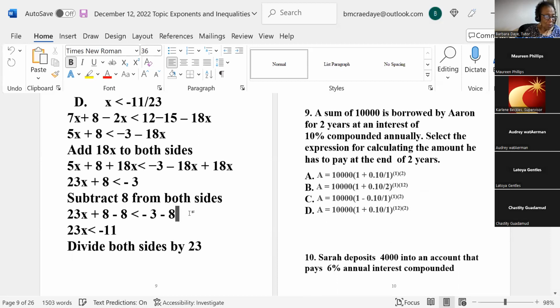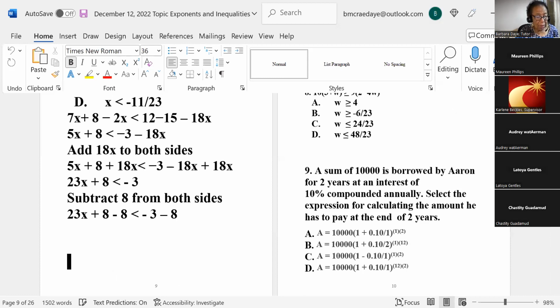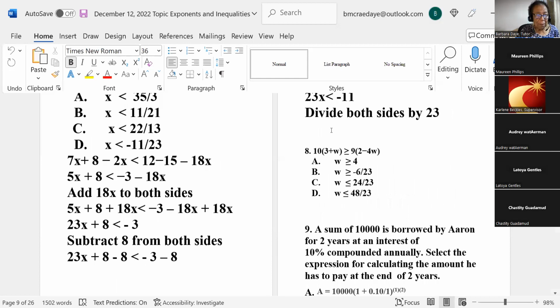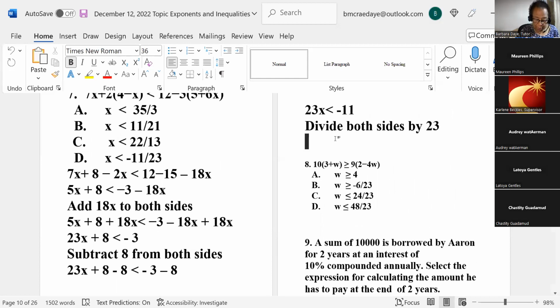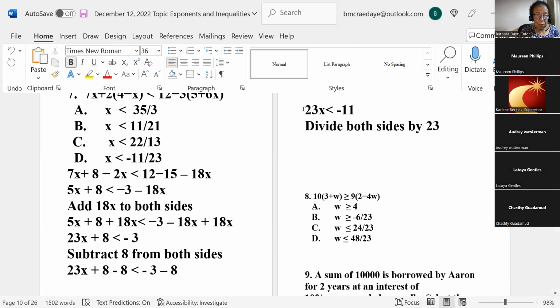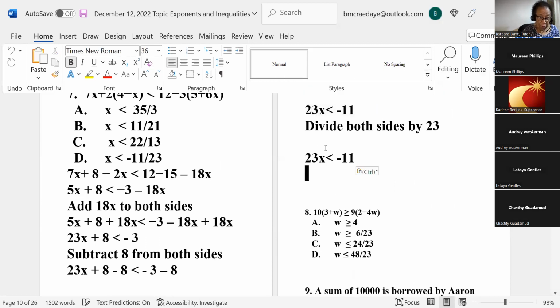Okay, so let me just put that over on the other side. Okay, Maureen, divide both sides by 23. So let's just do that. Okay, 23x less than a minus 11. So I'll put the 23 divide on the left side and on the right side, the 23. So let's put our 23 here, and put the 23 on the right side.